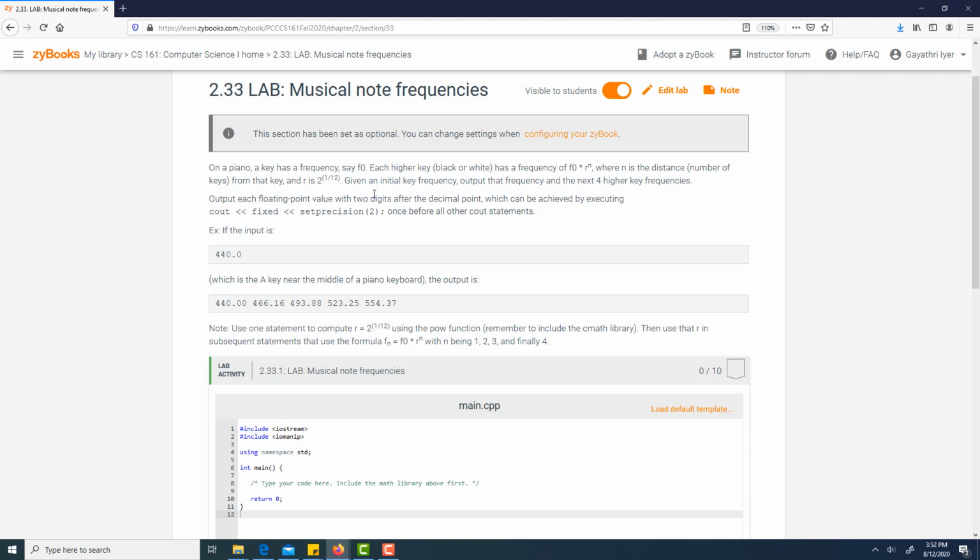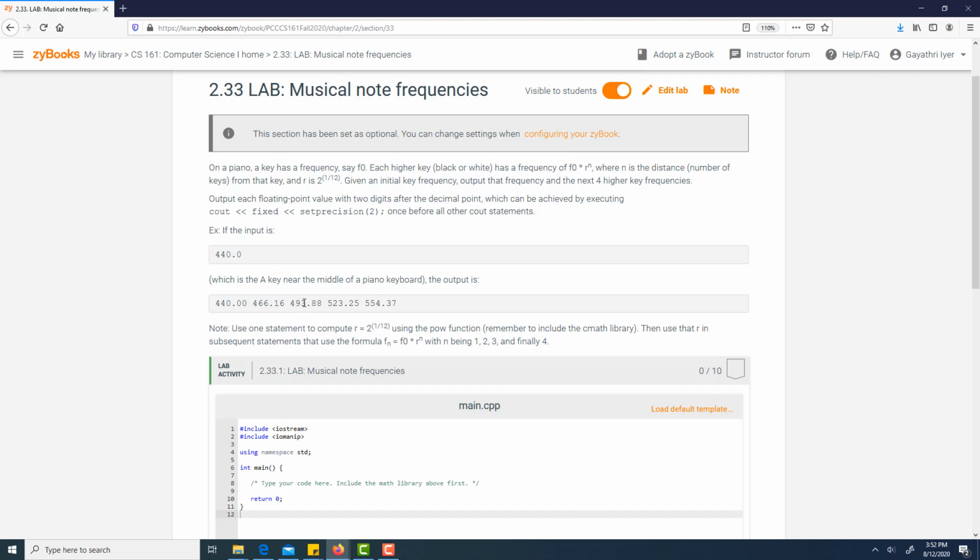So what they want us to do is, given an initial key frequency, let's say this is the first frequency, find the next 4 higher key frequencies. So if it starts at 440, then these are the next 4 higher frequencies based on this formula.